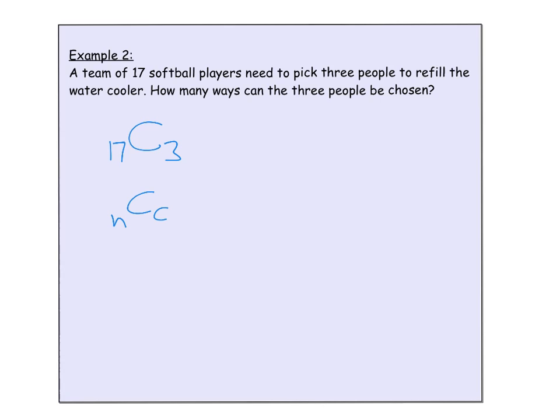NCR button again. Okay, so I'm going to X this out. We're going to go into stats. For using Desmos, just pick combination there. 17, comma 3, and there it is, 680.